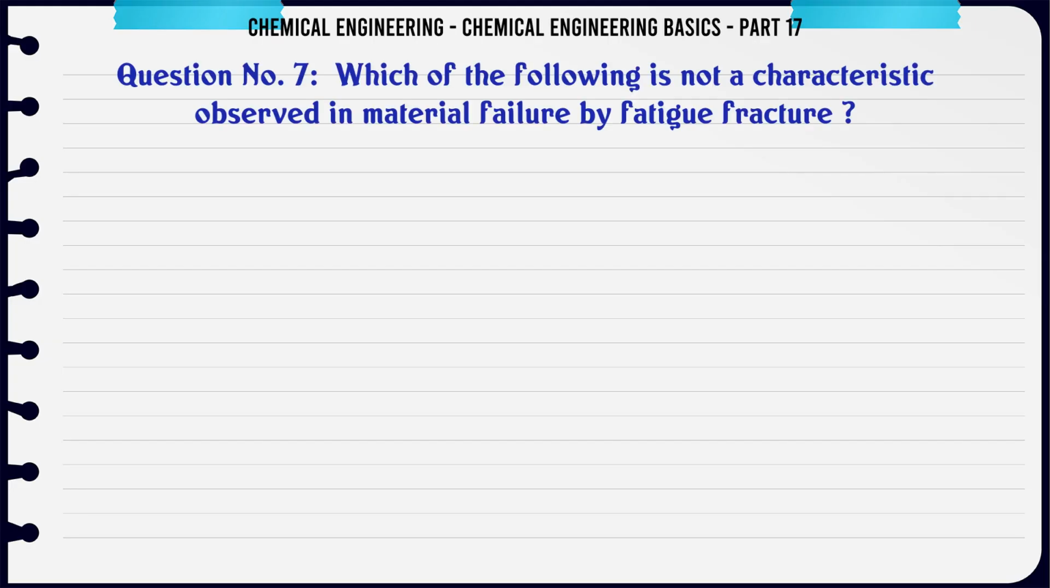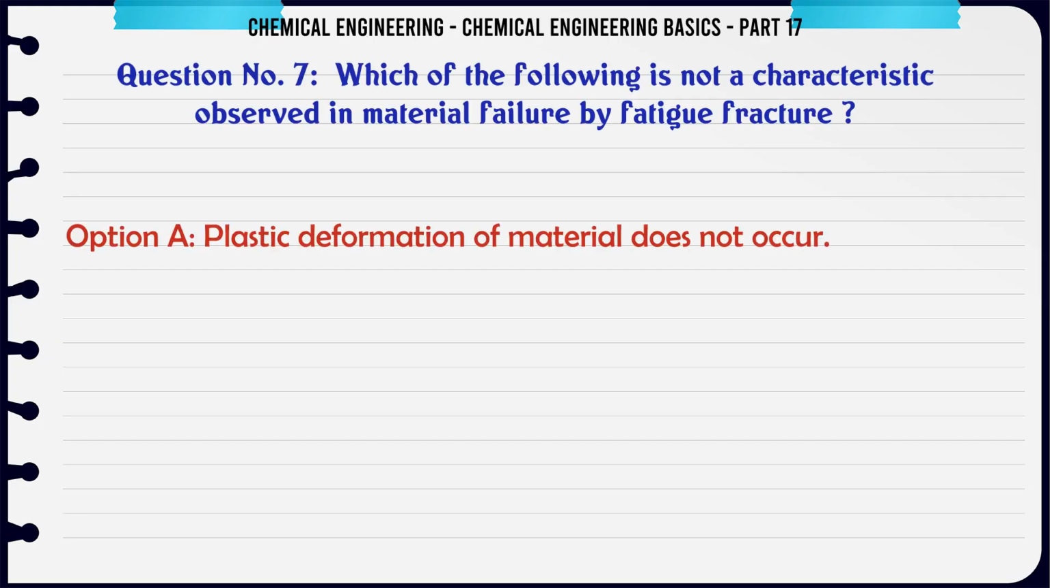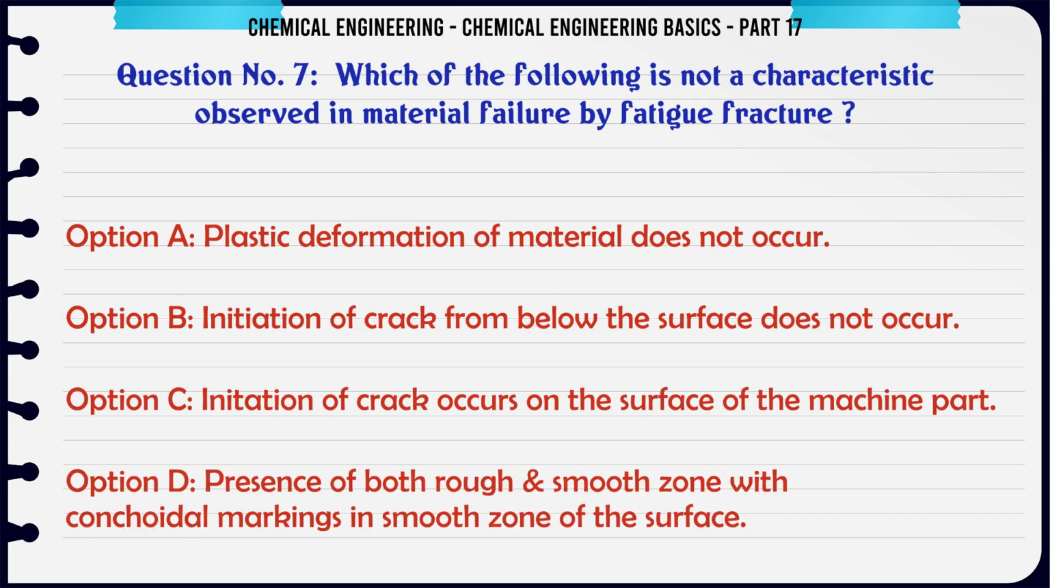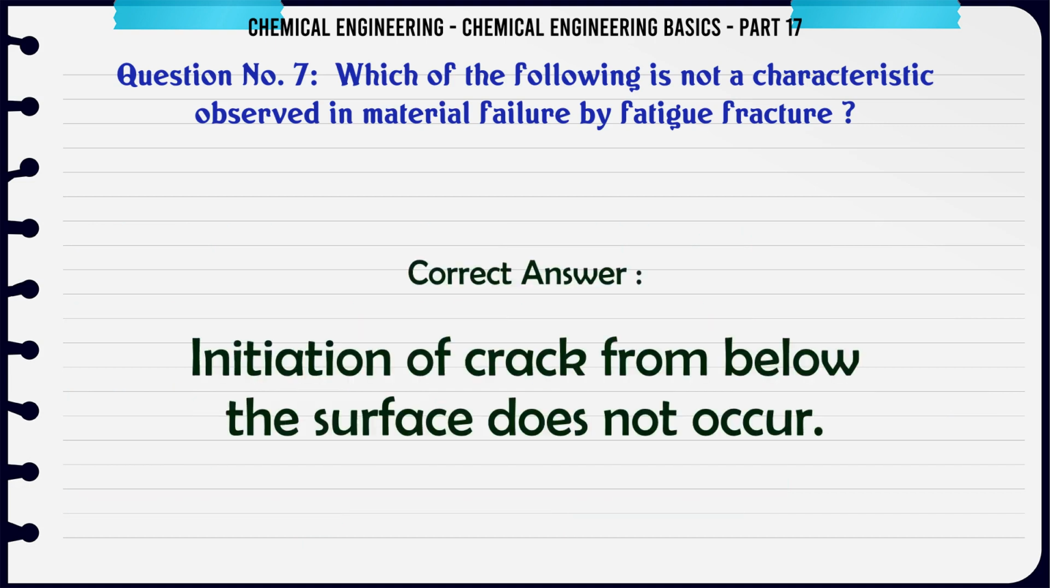Which of the following is not a characteristic observed in material failure by fatigue fracture? A. Plastic deformation of material does not occur. B. Initiation of crack from below the surface does not occur. C. Initiation of crack occurs on the surface of the machine part. D. Presence of both rough and smooth zones with conchoidal markings in the smooth zone of the surface. The correct answer is initiation of crack from below the surface does not occur.